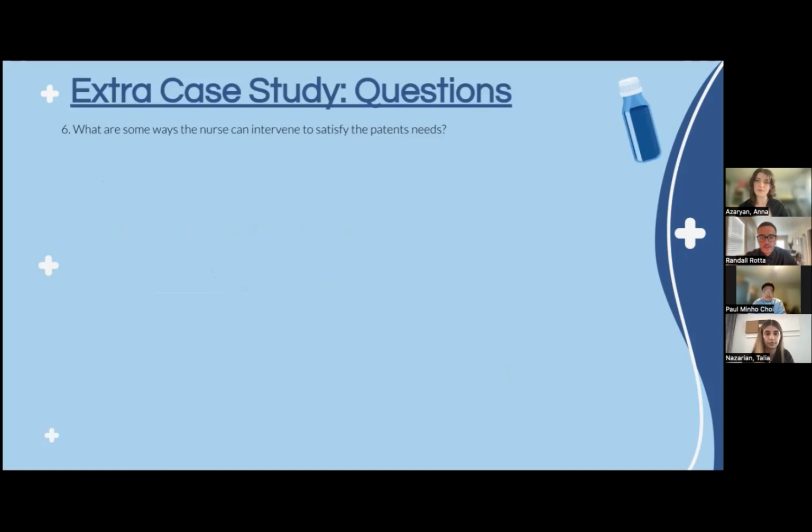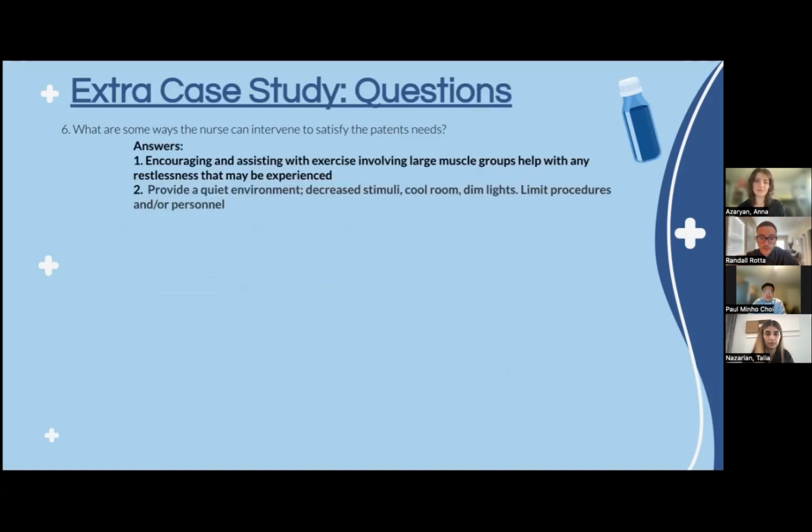Okay, so here are some extra case study questions. Question number 6, what are some ways the nurse can intervene to satisfy the patient's needs? And the answers we chose were encouraging and assisting with exercise involving large muscle groups, which helps with any restlessness that may be experienced; provide a quiet environment, decrease stimuli, cool room, dim lights, and limit procedures and personnel; and administer proper medicine for hormonal imbalance.